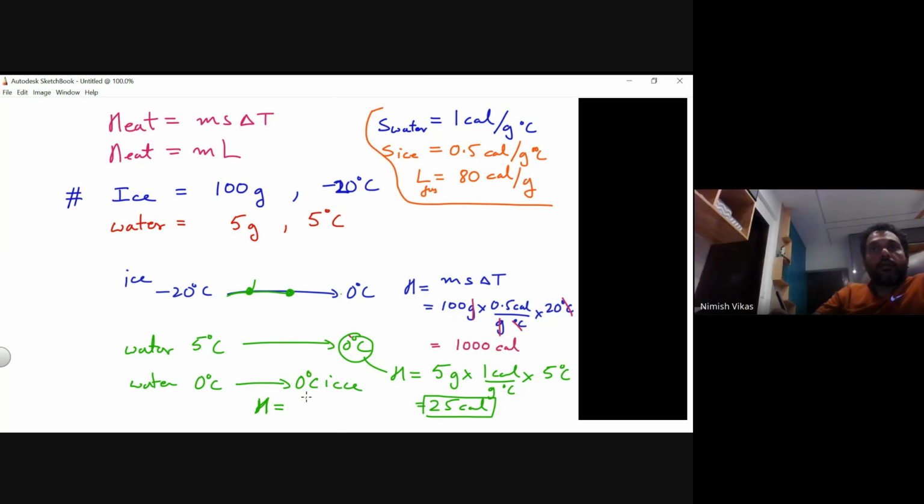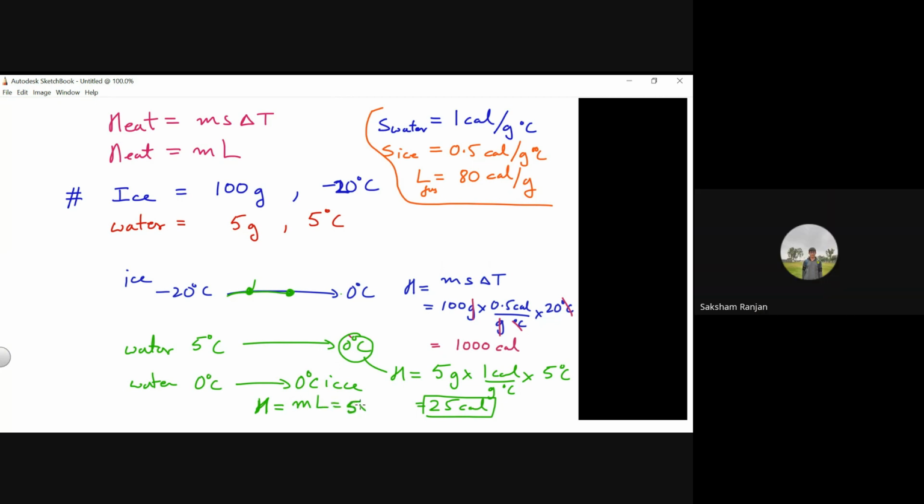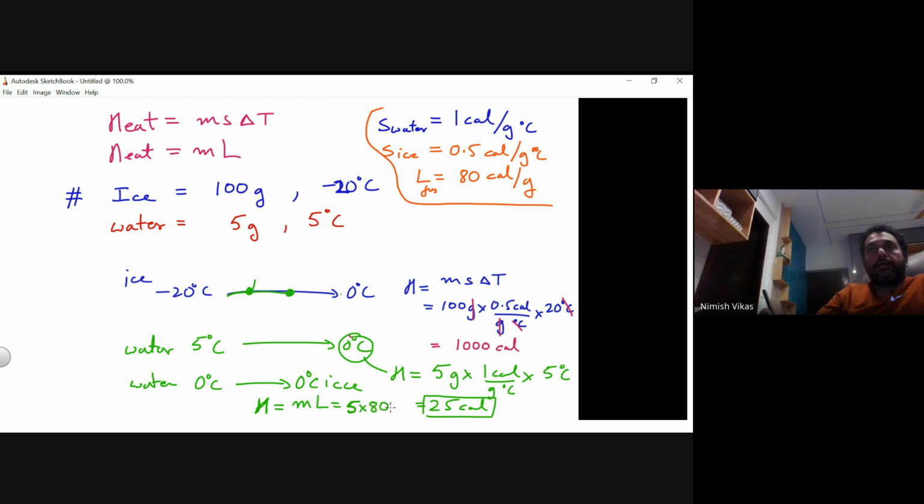So how much is the water? The formula is M into L. How much is water? 5 grams, so 400 into 80, right? Is the L, right? So how much heat? 400 calories. Now this is massive heat, but still less than 1000. So the total heat water can give is 425 calories. Is this part clear, guys? Yes, sir.